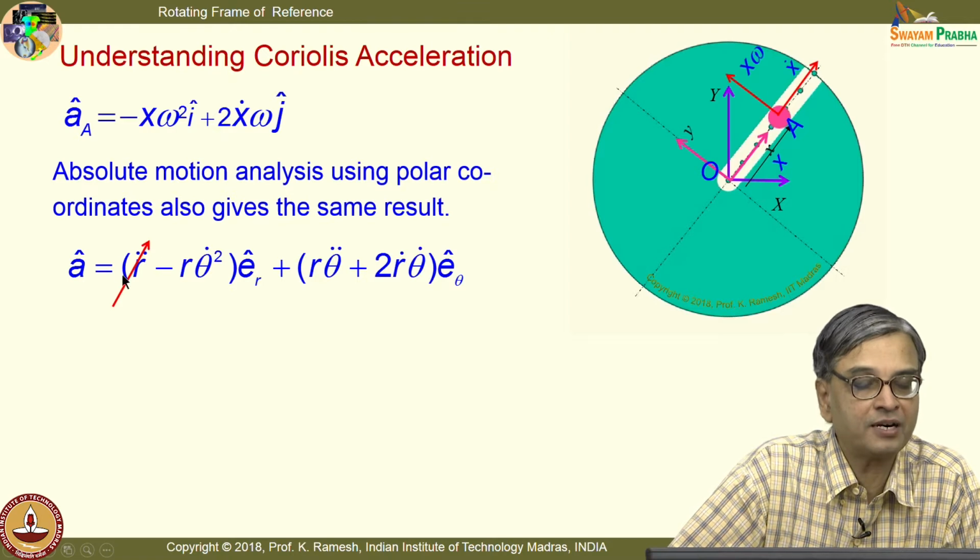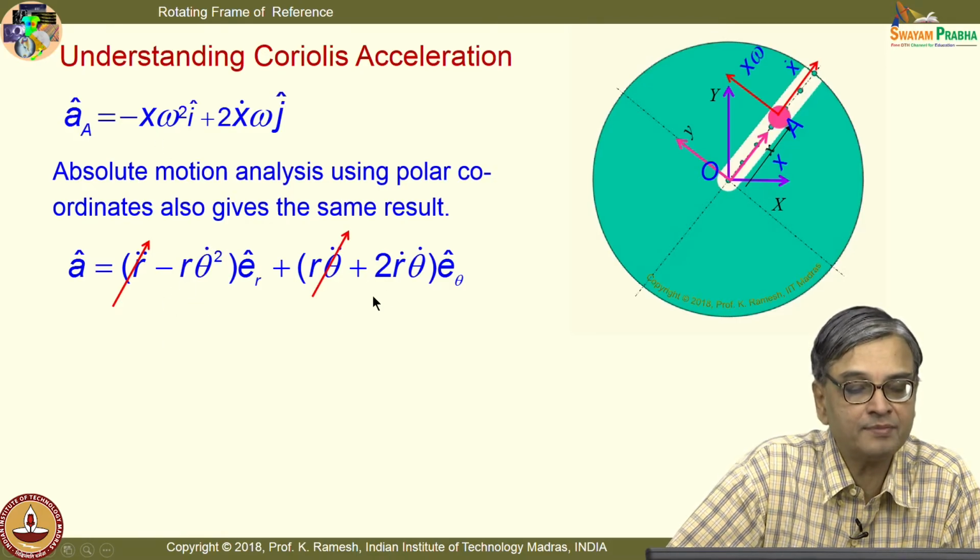From the problem statement, r double dot is 0. From the problem statement, theta double dot is also 0. So, here again I get very similar expressions.